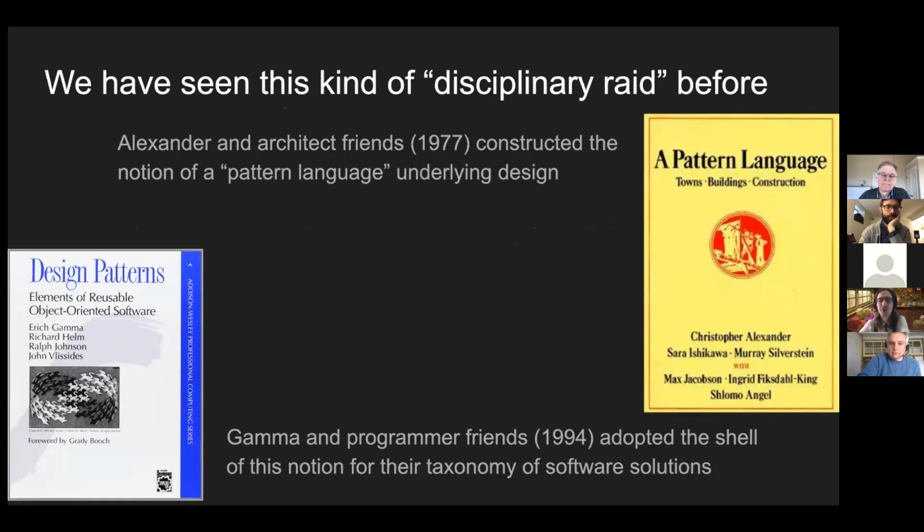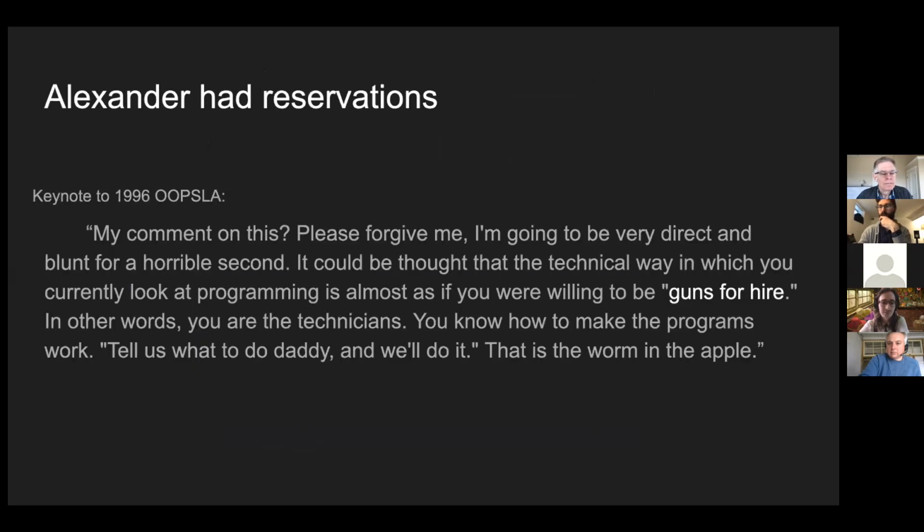Christopher Alexander and other architects developed this notion of pattern languages that underlie the design of good architecture. And this was drawn into the programming community by Gamma and colleagues, and resulted in the design pattern community, where we can catalog and taxonomize different solutions to a problem in a context. And Alexander really had mixed feelings about this borrowing.